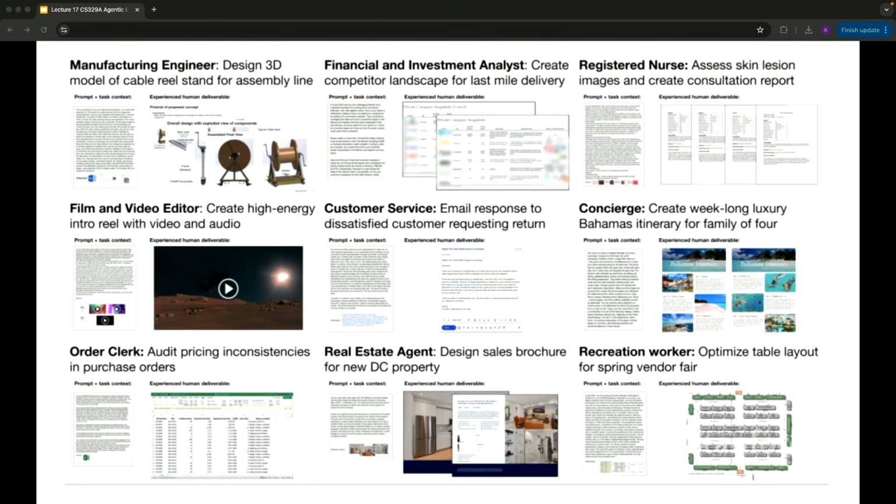In audit, it's figuring out pricing inconsistencies between a few different purchase orders. For a real estate agent, it's designing a sales brochure for a new property. And a recreation worker is asked to optimize the layout for a vendor fair.